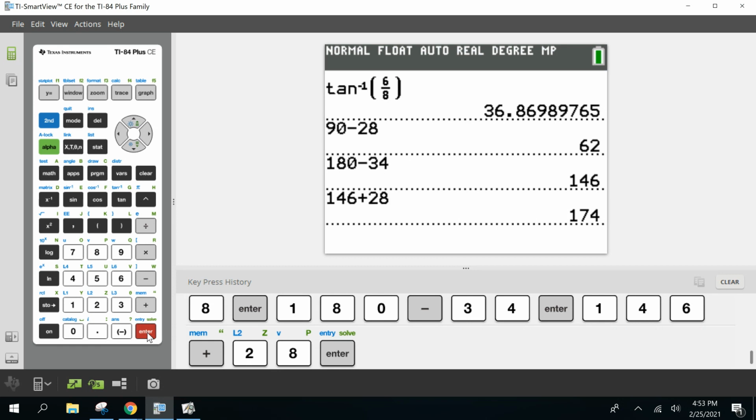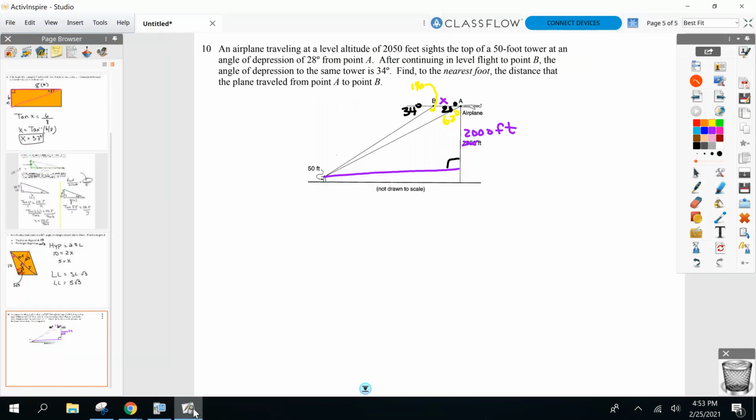You teach honors math and you're using a calculator.